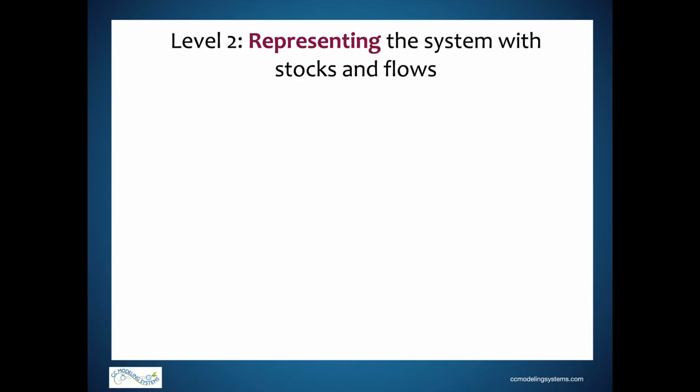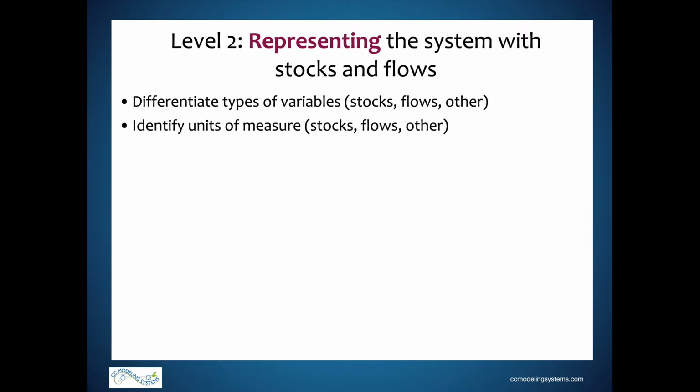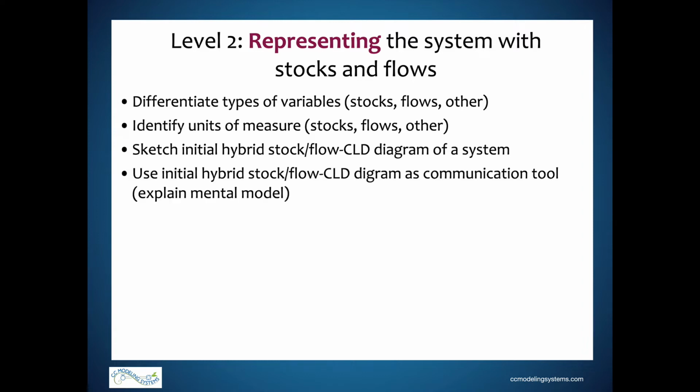For level 2, we're talking about not just recognizing, but representing the system with stocks and flows. So differentiating types of variables is very important to be able to do this. Identifying units of measure is also extremely important. Sketching a hybrid stock flow causal loop diagram of a system would be part of this level. Using hybrid stock flow causal loop diagrams as communication tools would be part of this to explain the modeler's mental model.